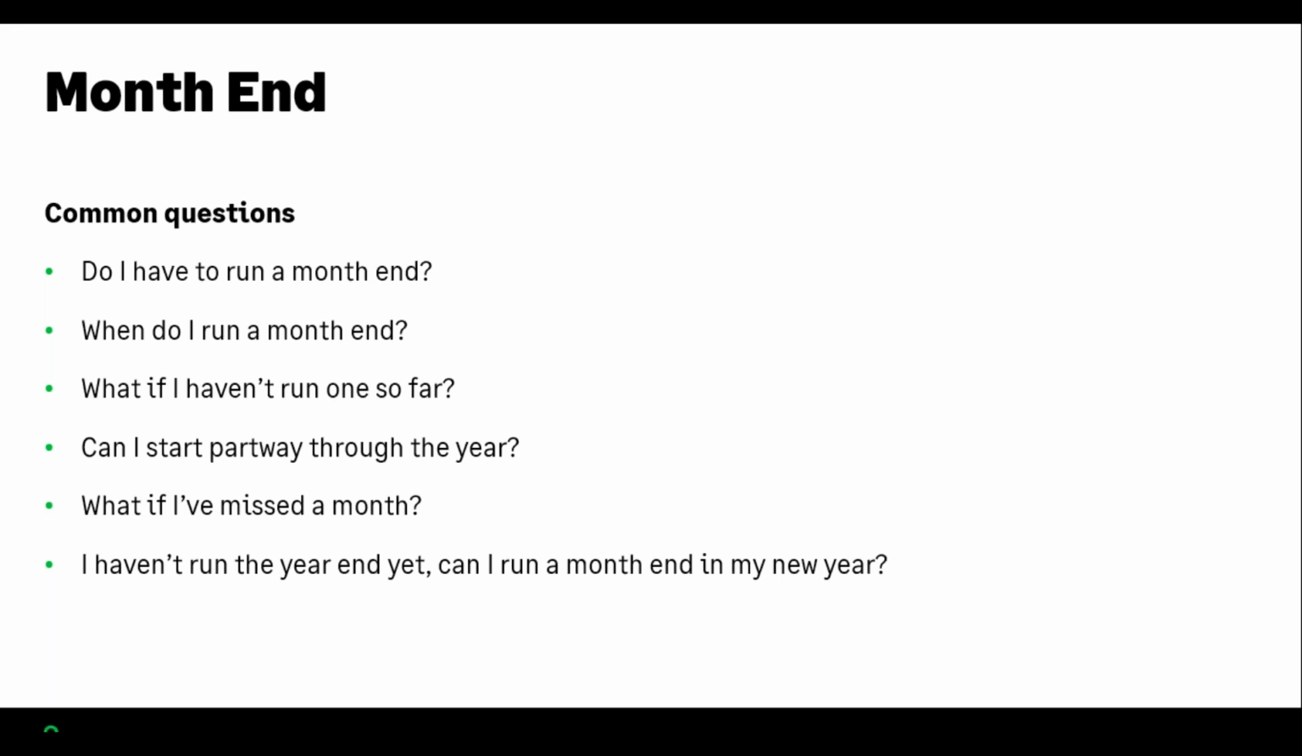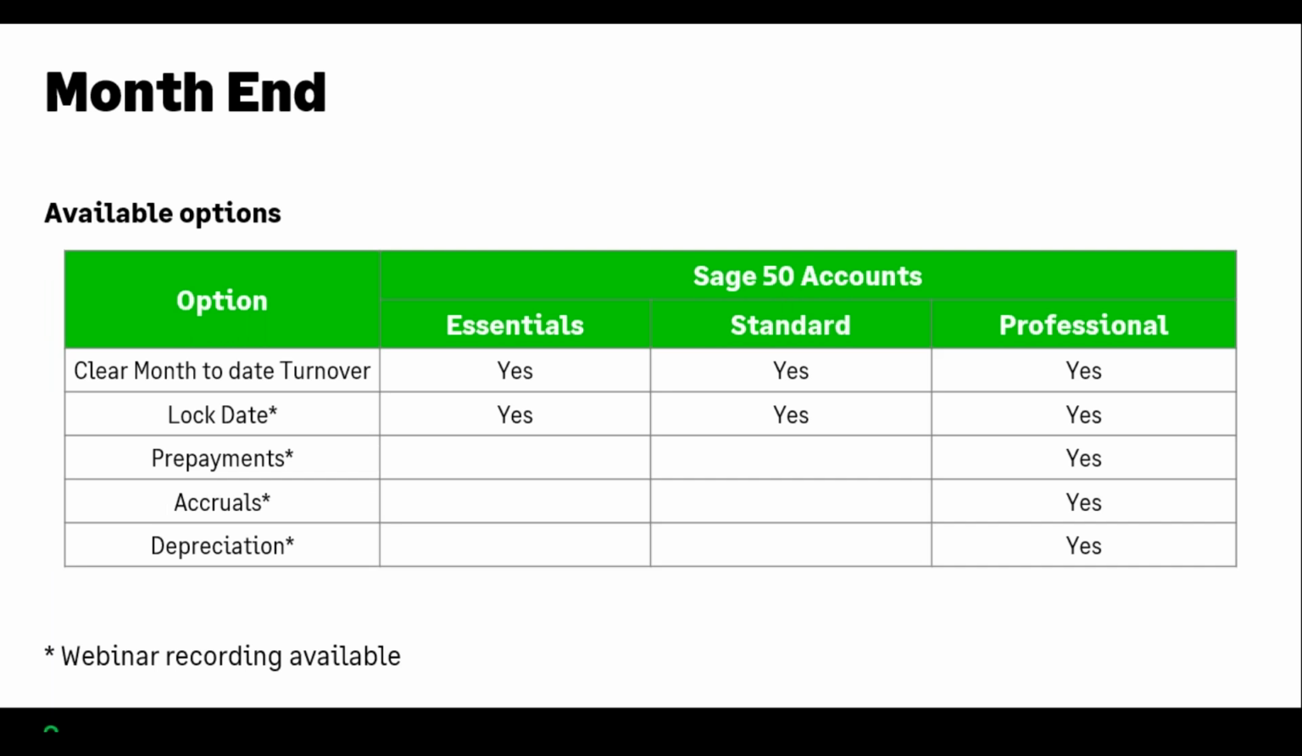So month end, what's it available in? Sage 50 Accounts. What variants? Versions. So all versions, the variants are in front of you there. If you're on Essentials or Standard, you've got access to clear the month-to-date turnover and the lock date. Professional, you've got access to those two methods, as well as prepayments, accruals, and depreciation also.